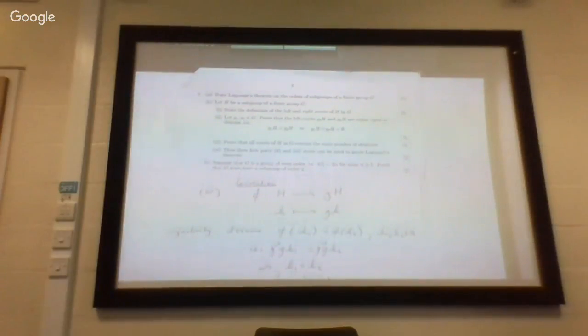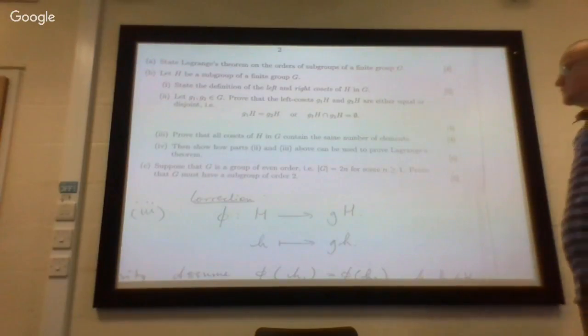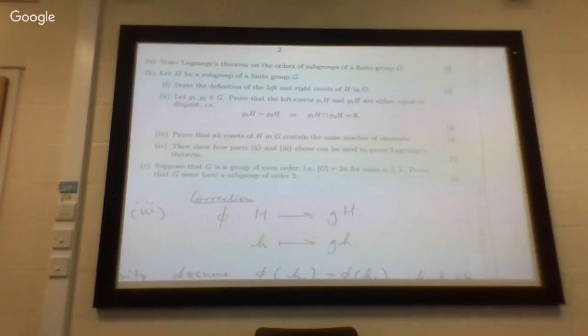Now part C. Have you had a chance to think about this? Suppose G is a group of even order. So the order of G is 2n, and n had better be at least 1, because groups by definition are non-empty since they have the identity element at least. Prove that G must have a subgroup of order 2.